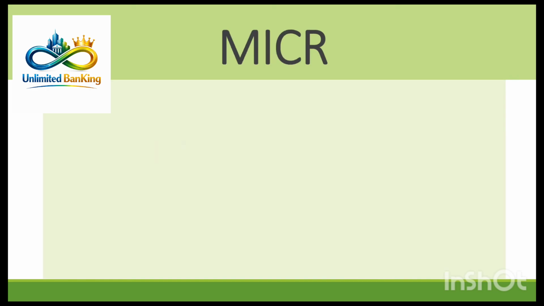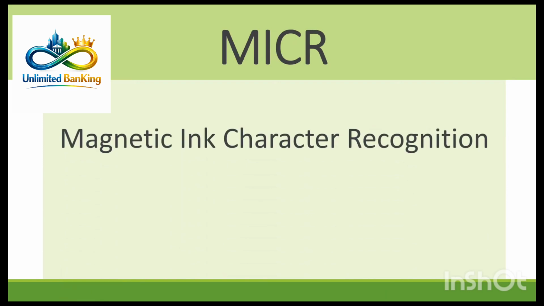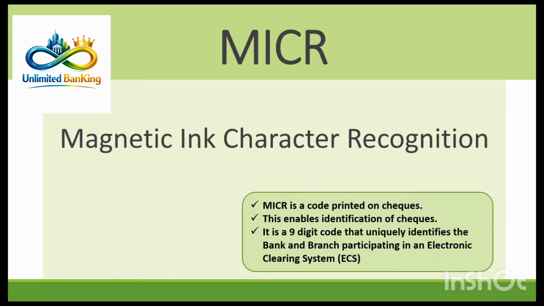The next term is MICR. The full form of MICR is Magnetic Ink Character Recognition. So MICR is a code that is printed on the checks, and it will enable the identification of the checks, and it is a 9-digit code that uniquely identifies both the bank and also the bank branch that is participating in the electronic clearing system, that is ECS.